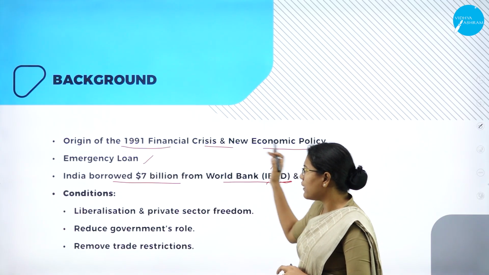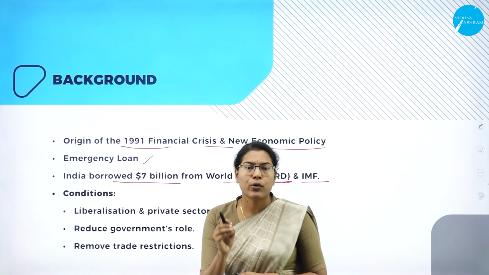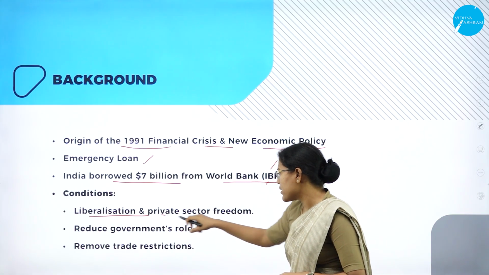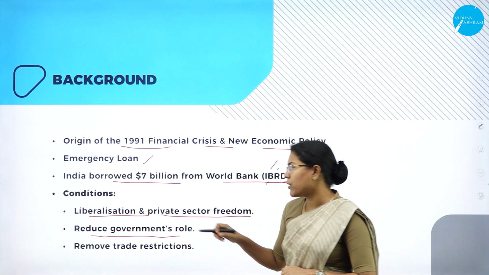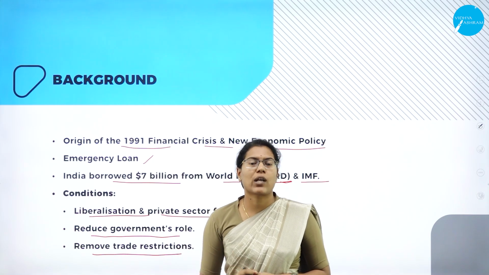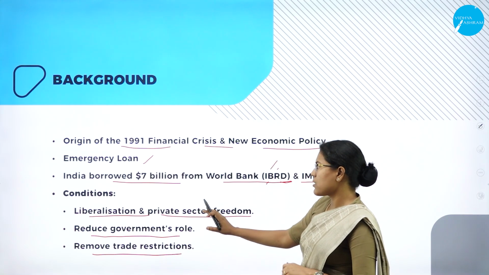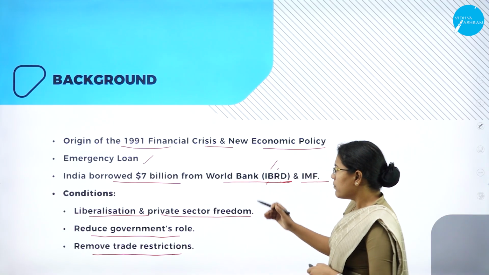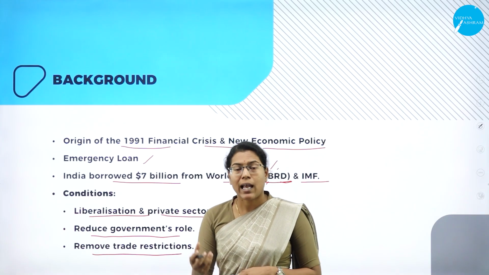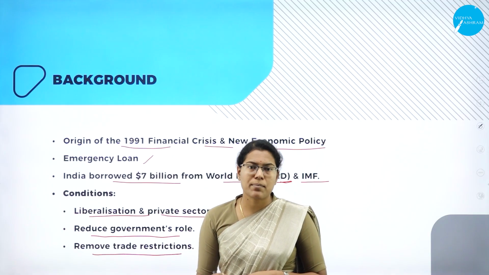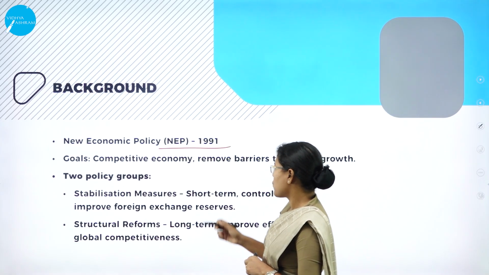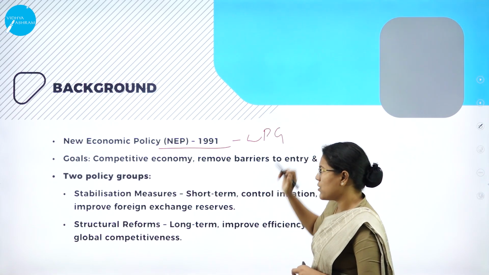So both World Bank and IMF lent India $7 billion, but they put some conditions for India. That is, India has to go for liberalization and private sector freedom. And India has to reduce the government's role, as well as remove trade restrictions. So under these conditions put by these international agencies, India agreed and borrowed the loan of $7 billion. So out of these conditions, and in order to overcome the economic crisis, encourage international competitiveness, as well as protect the domestic businessmen, it took a measure called LPG, that is the New Economic Policy, in 1991, aimed at the introduction of LPG, that is liberalization, privatization and globalization.